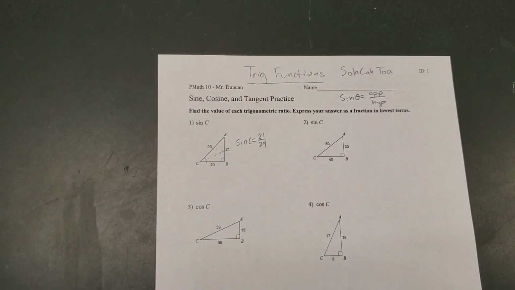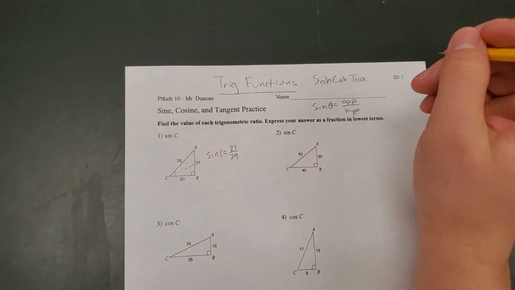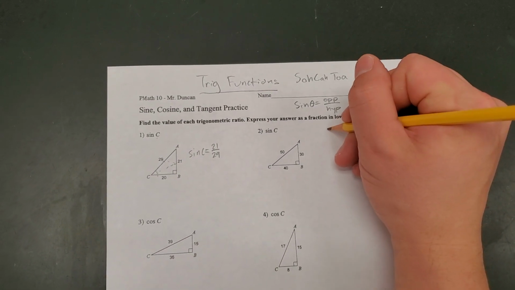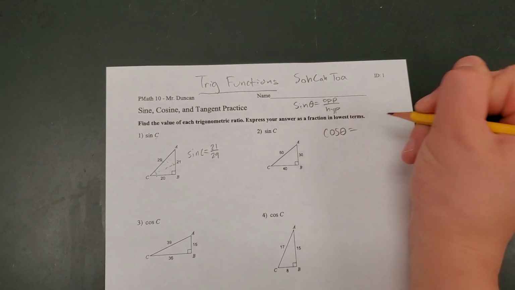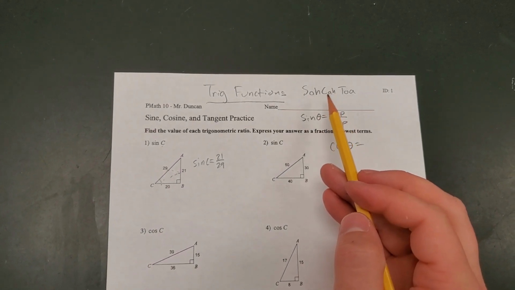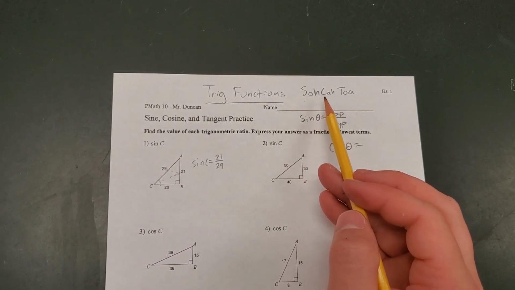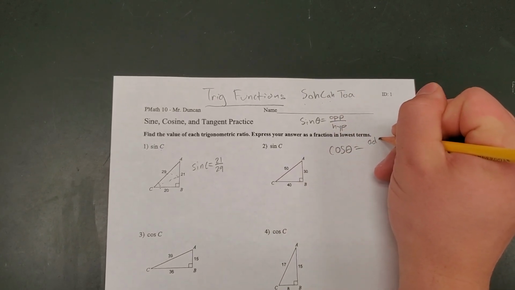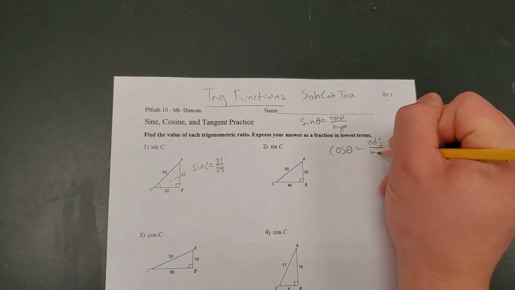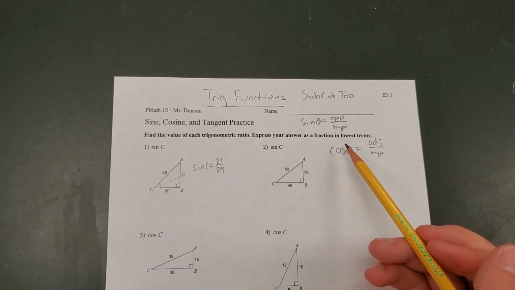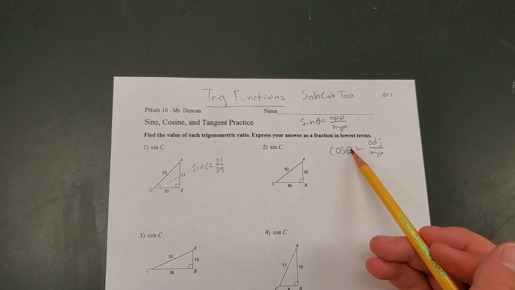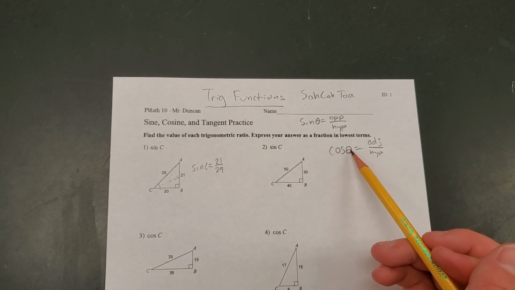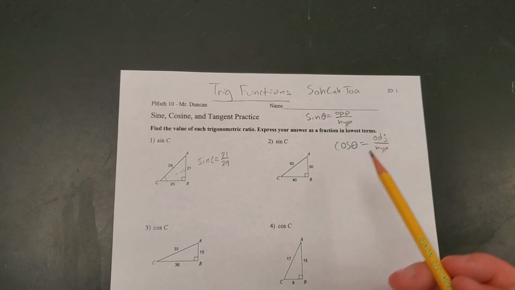Right? Our cosine right here. Sorry about that. Hit the camera. Our cosine of an angle is going to equal, so how sine was O over H, cosine is A over H, so that means adjacent over hypotenuse. So our cosine theta, this theta is a Greek letter, it means angle. So cosine of angle equals adjacent over hypotenuse.